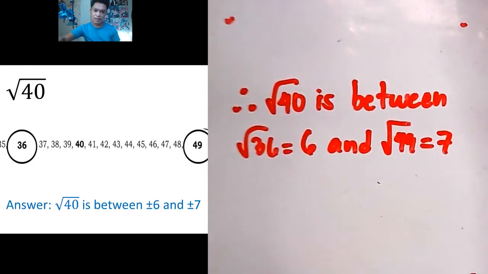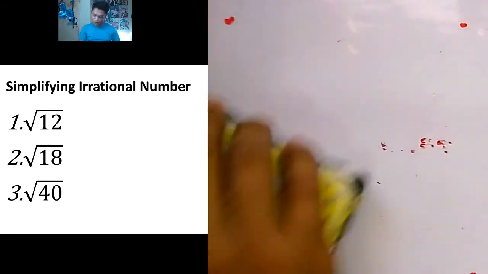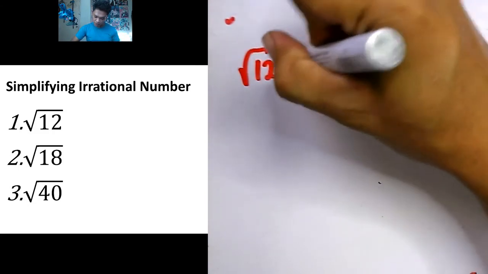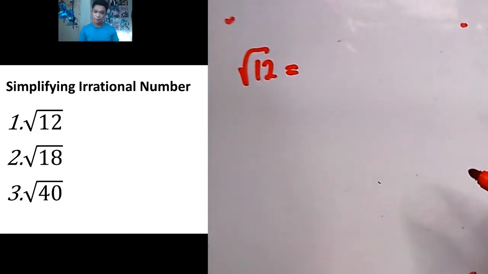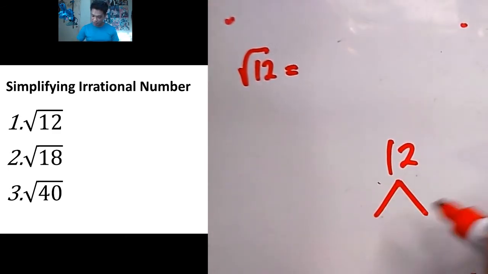Next, let's try simplifying an irrational number. It is not part of Lesson 2, but I would like to introduce this one. Simplify the irrational number, the square root of 12. First, we have the square root of 12. How are we going to simplify this one? Kindly look at the given 12: what are the factors of 12 wherein one of the factors is a perfect square?